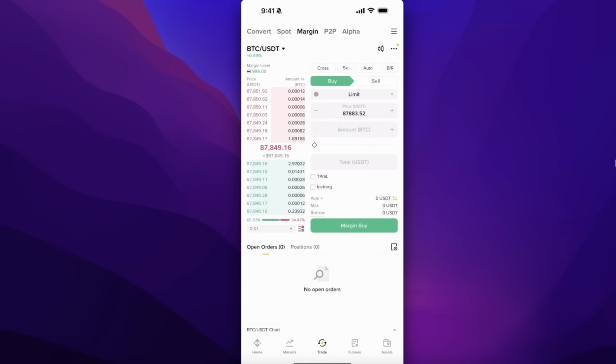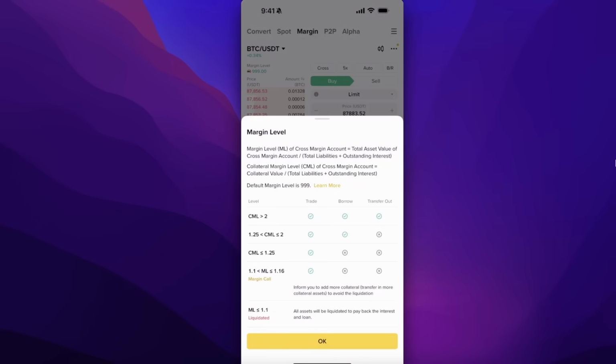Now, let's take a look at margin trading. Now, margin trading is slightly different, where you guys can see that you have a lot of the similar basics, but this is different, where you're actually introducing margins or you're introducing risk. So you guys can see on the top left, you have a margin level. And this is the total asset value of the cross margin account that is going to be divided by any of your liabilities or outstanding interest.